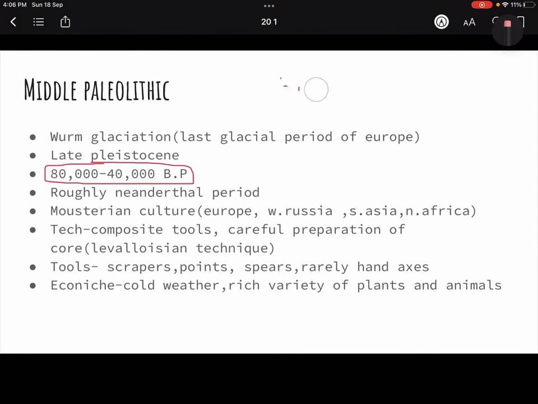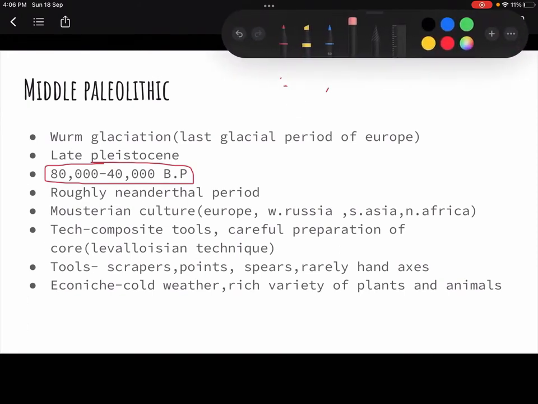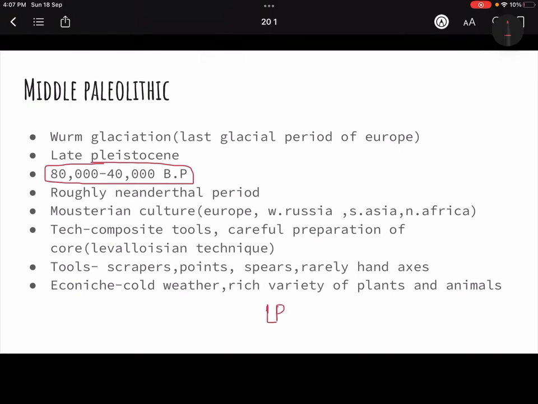If I have to give you a timeline, the Paleolithic existed around 2.6 million years to 10,000 years. Not the lower Paleolithic, but the whole Paleolithic as such. And if I have to tell you the timings of lower, middle and upper Paleolithic from this, lower Paleolithic was around 26 lakh to 1 lakh years. Then middle Paleolithic, you can say 1 lakh years to 40,000 years, or 80,000 to 40,000 years, and 40,000 years to 10,000 years was the upper Paleolithic.